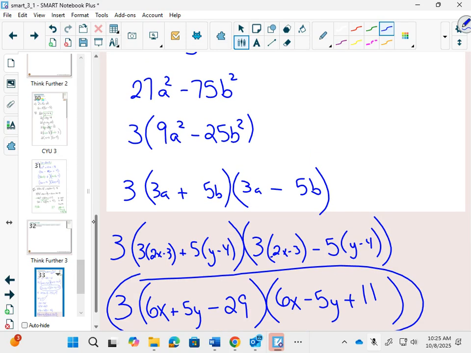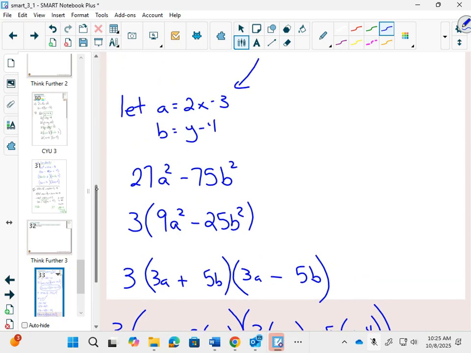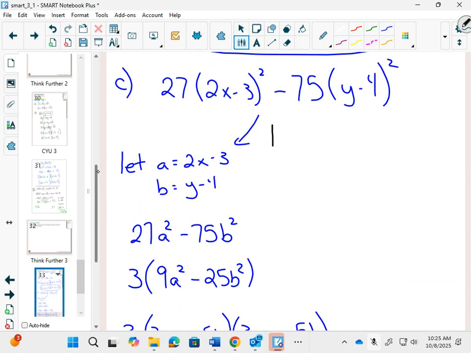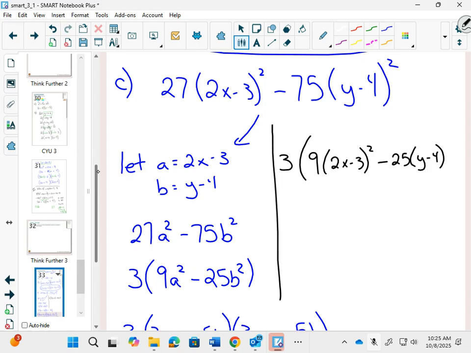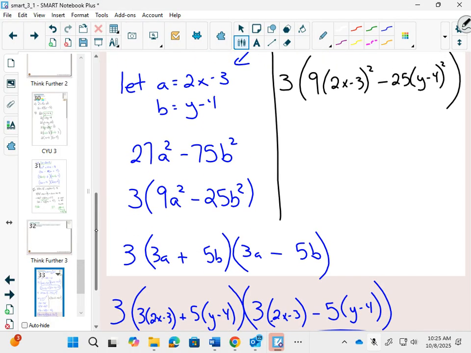Okay. Some of you, here I'll just split the page and change colors. Some of you will be able to see that you can factor out the 3. Like that. Okay? Without the substitution. And then you could go right from there to there next as a difference of squares.